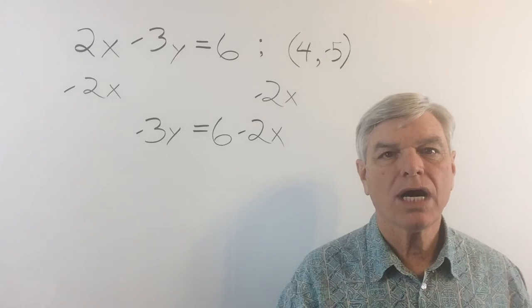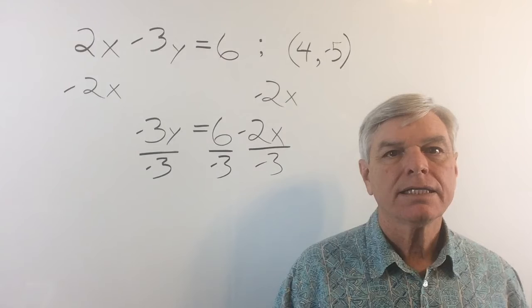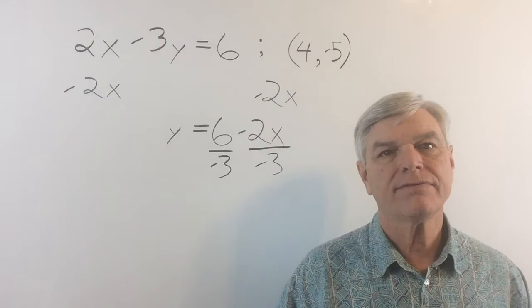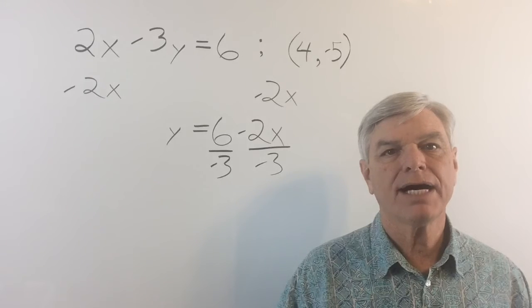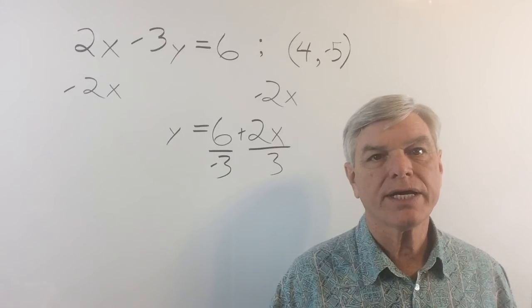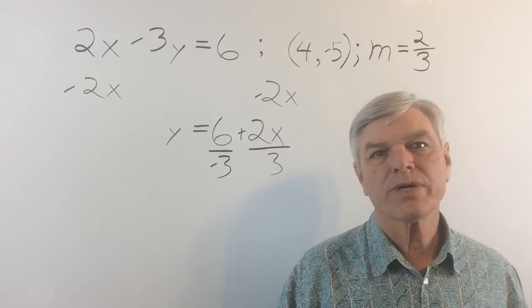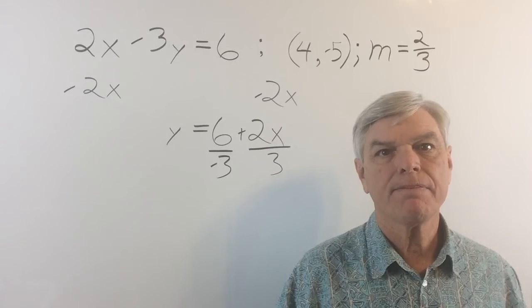And let's divide that y and everything else by negative 3. That will isolate our y. And our x has a coefficient of negative 2 over negative 3, so let's make negative over negative, positive over positive. So our slope is 2 over 3. So let's erase all that work and bring out our point slope formula.